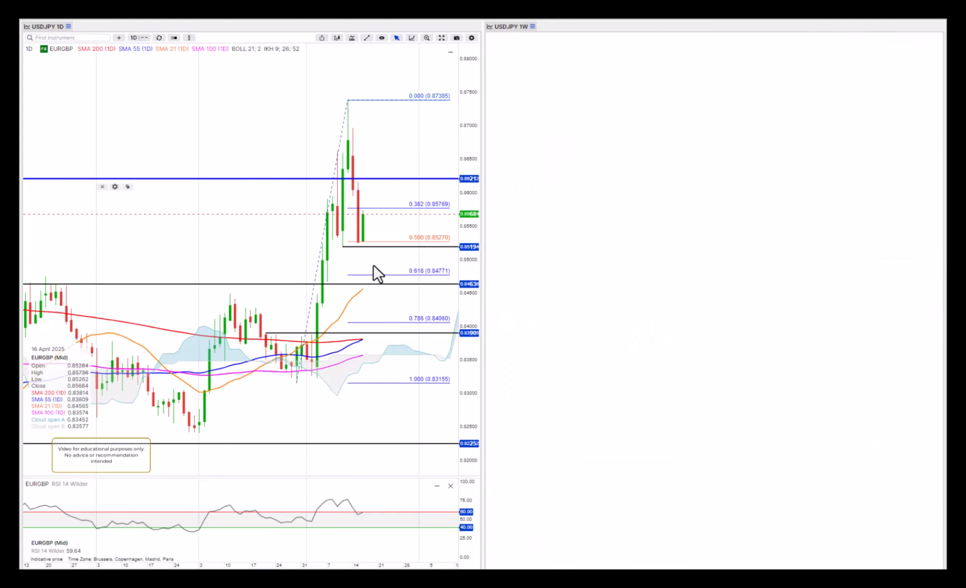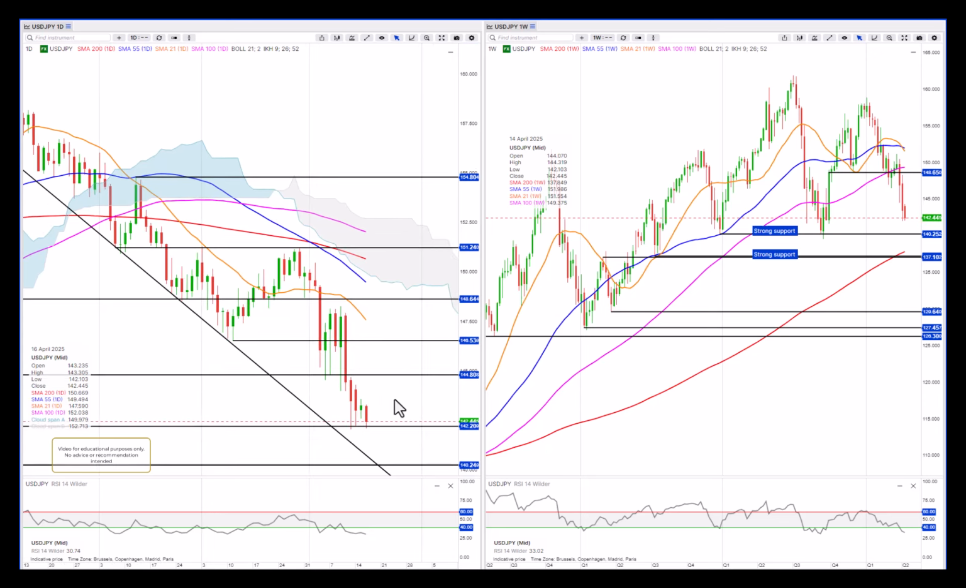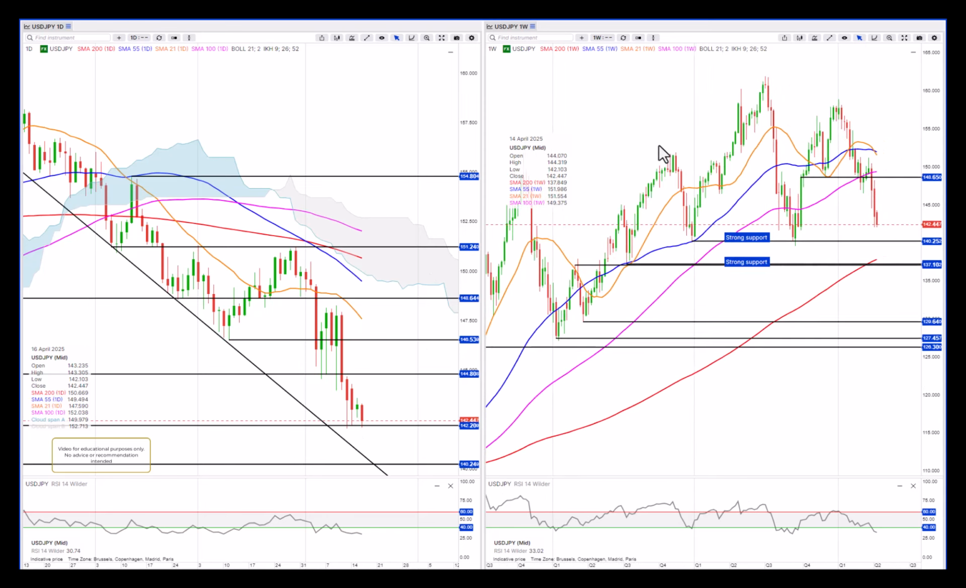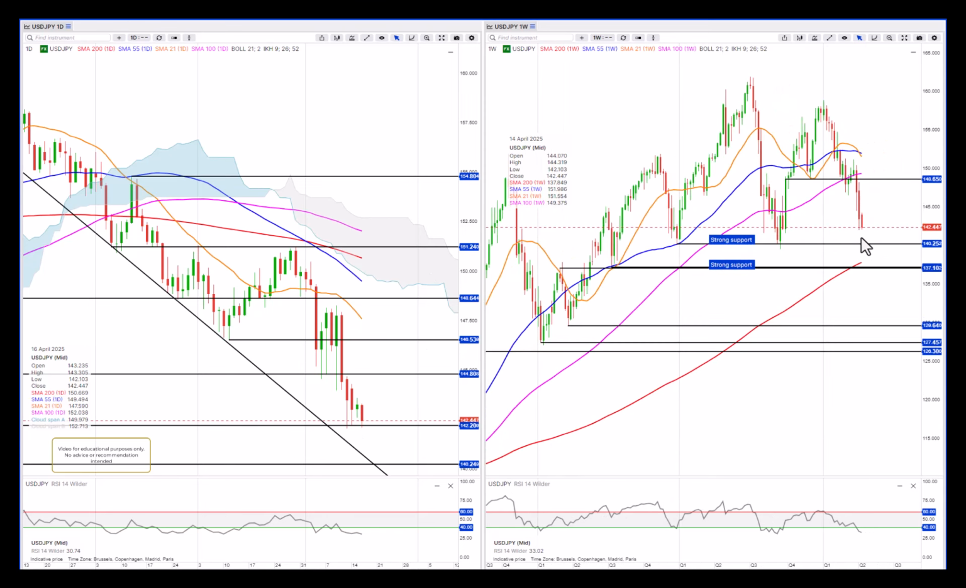Dollar yen once again testing 142.20 support this morning. I think it will break through it, as I mentioned the past few days, because the really strong one is down here at 140.25 and 137, where we have some even stronger support with the 200 weekly moving average coming up. You can see here on the weekly on the right side. So I think we'll see it push lower eventually. It's just a question of time, I believe. Again, this is not advice or anything.